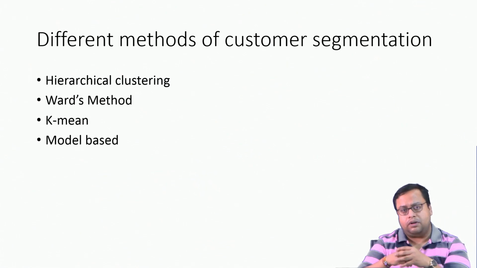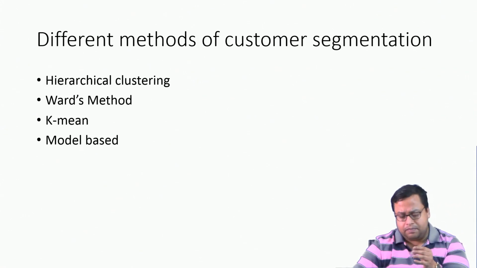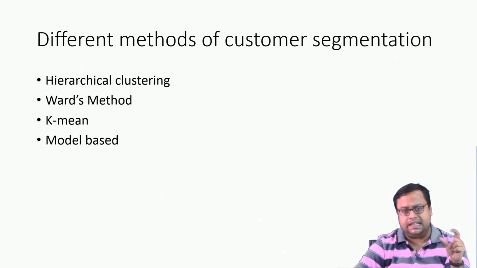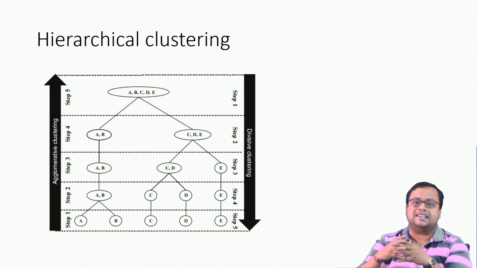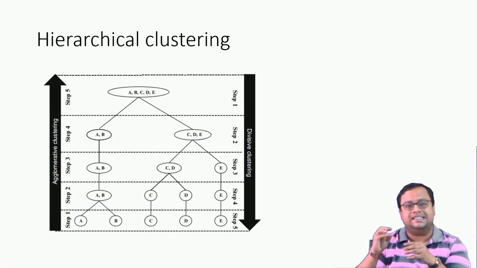So, today we will talk about customer segmentation. These are the steps that I talked about, the four methods: hierarchical clustering, one of them is Ward's method, and K-means and model based. We will majorly focus on the first three: hierarchical, Ward's method and K-means. So, hierarchical clustering looks like this. Let us say you have 5 people A, B, C, D, E, and you start from below.